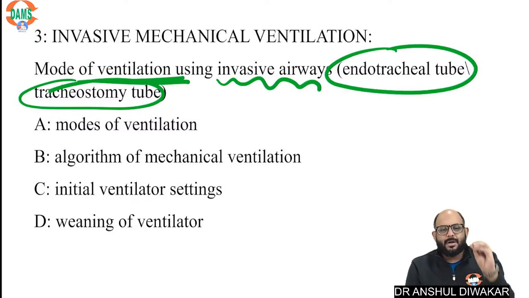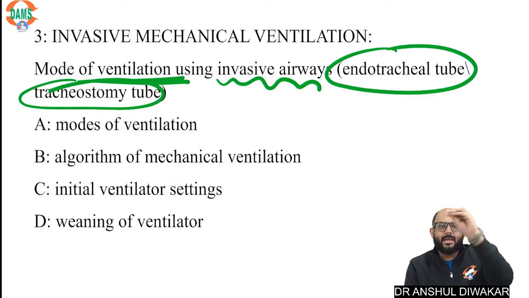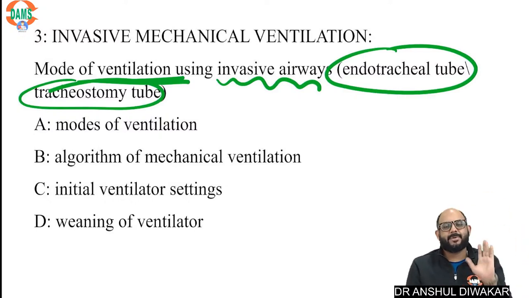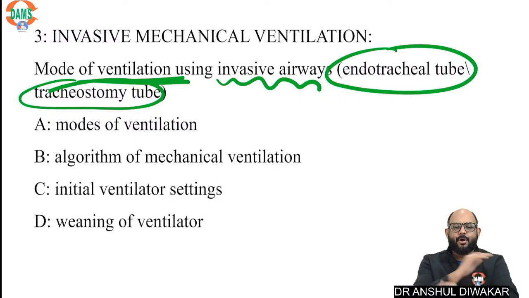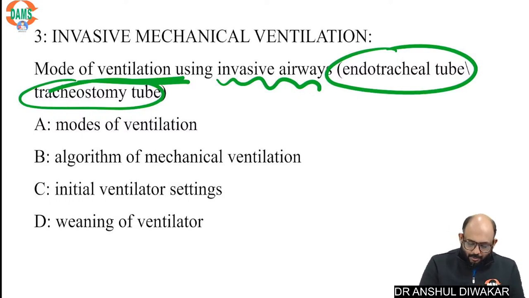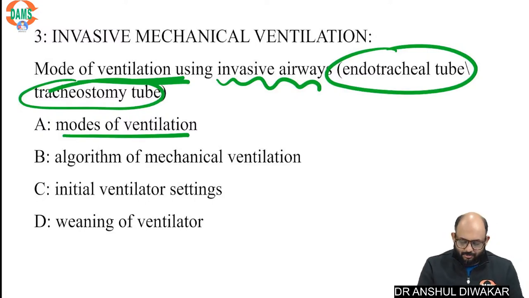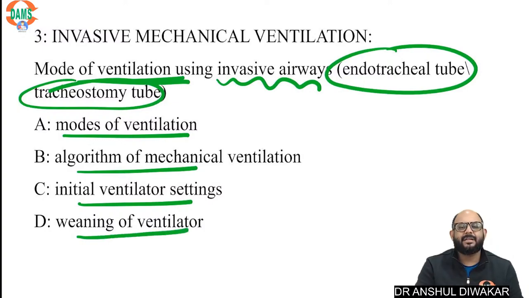Remember, supraglottic airway devices are used by anesthetists in the OT in elective cases where the patient is already fasted, so we will not talk about supraglottic airway devices. All right. We will discuss it in terms of the mode of ventilation that we use, algorithm, initial ventilator setting, and finally weaning the patient off ventilator step by step.